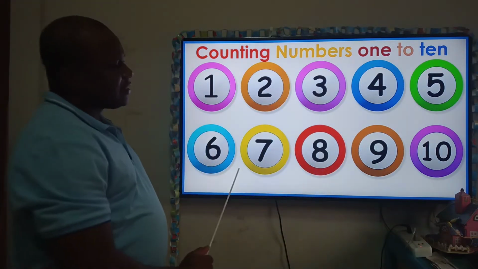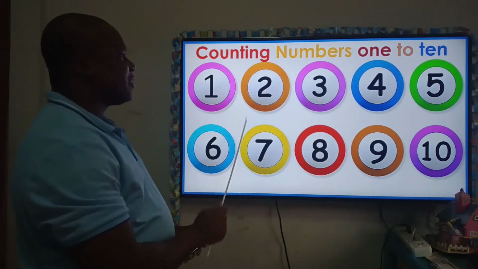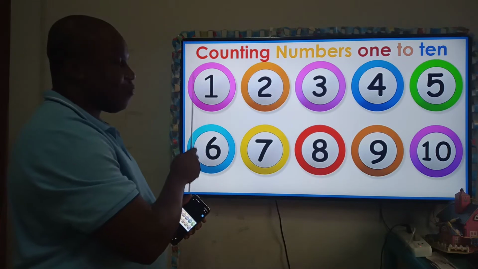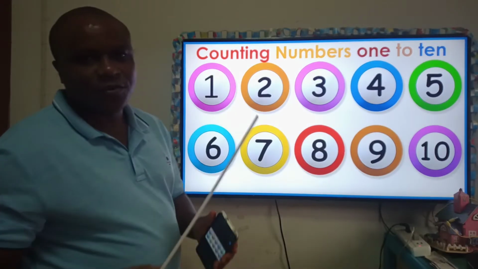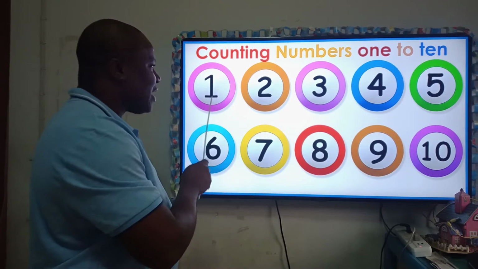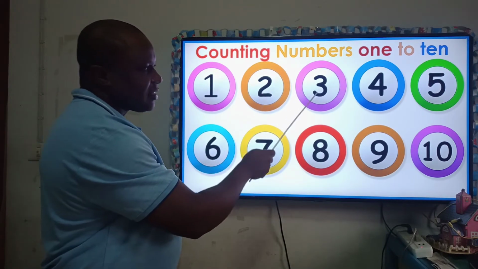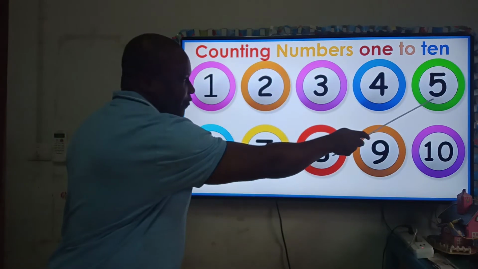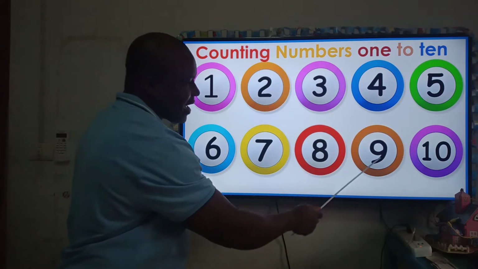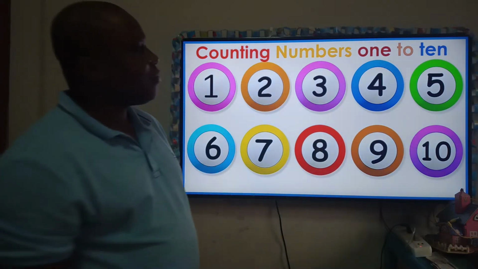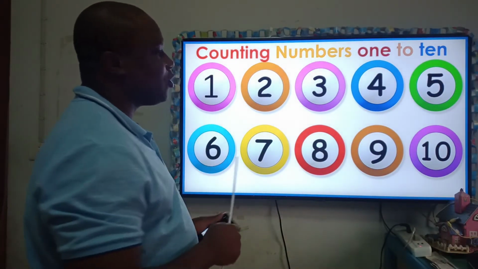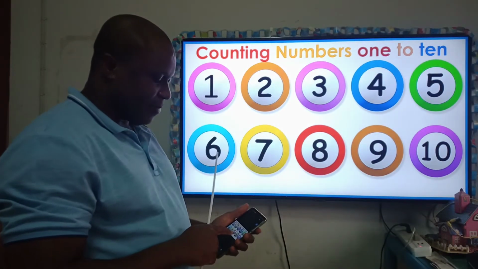So when you look at this, you see that their shapes are different. You see this is 1. So whenever you see 1, you need to remember that this is 1, not I. This is 1. This one is what? 2, 3, 4, 5, 6, 7, 8, 9, 10. So I hope by looking at these numbers you can count from 1 to 10. So it's very, very important.